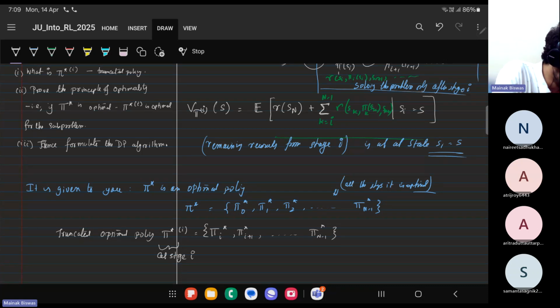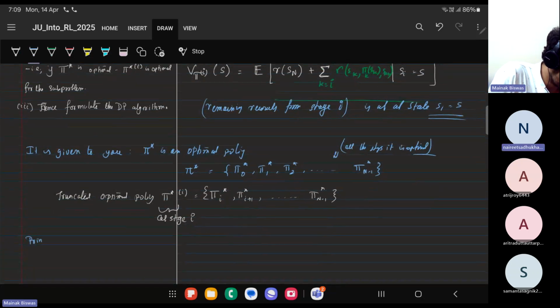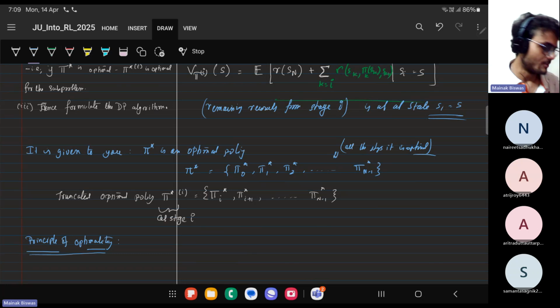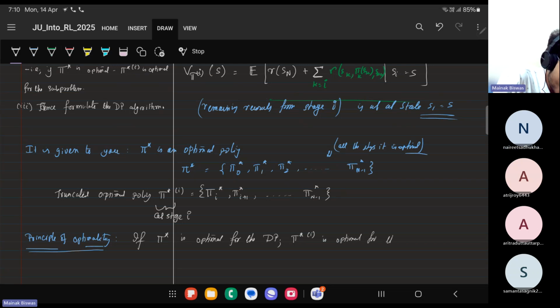What I am going to prove to you first is the principle of optimality. And I will ask for some feedback from you on how to do that. So let's try to see. The principle of optimality says that if pi star is optimal for the DP, pi star I is optimal for the ith subproblem.